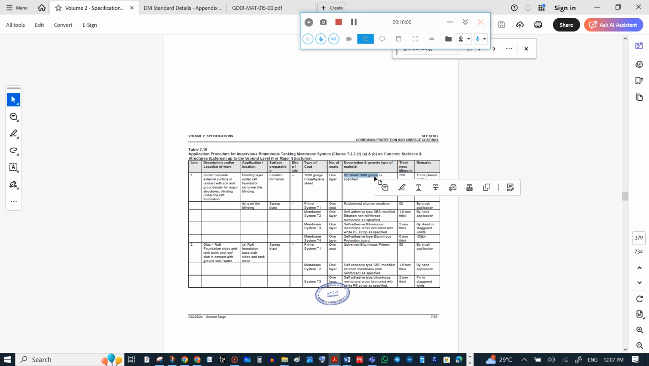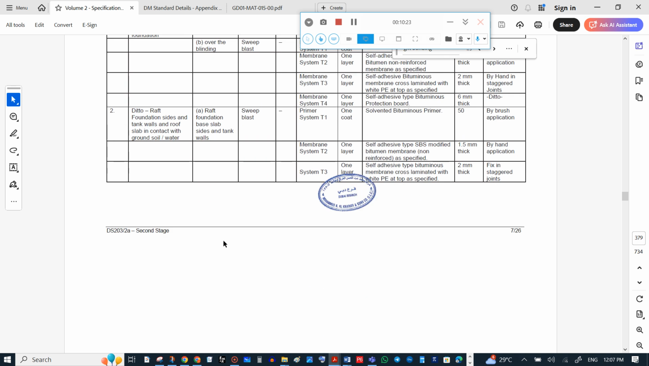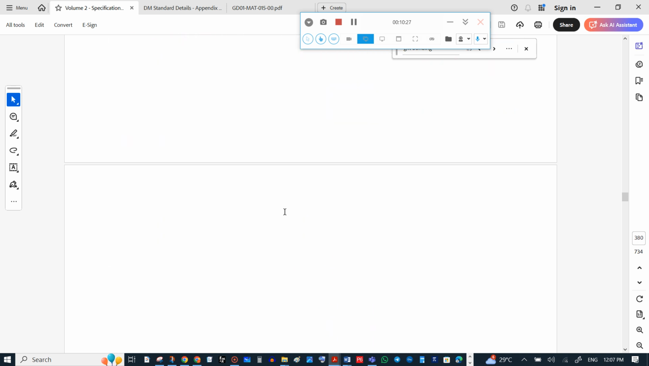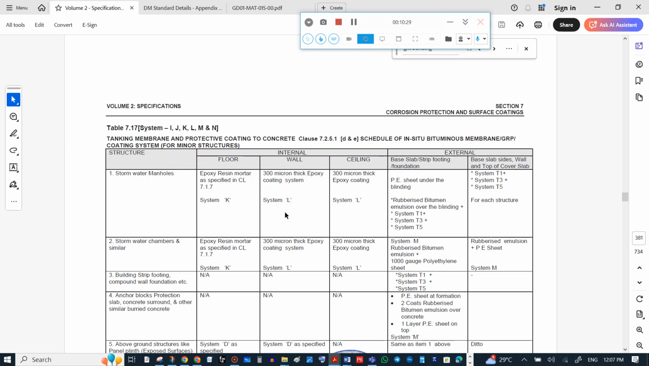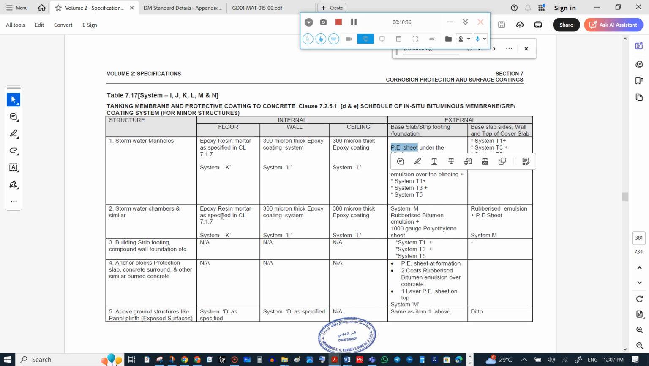It is as per this table 7.16. It is provided under the blinding concrete. It is there for all. Here also, stormwater drain, see, this is there. Stormwater manhole, stormwater chamber also. It is provided.